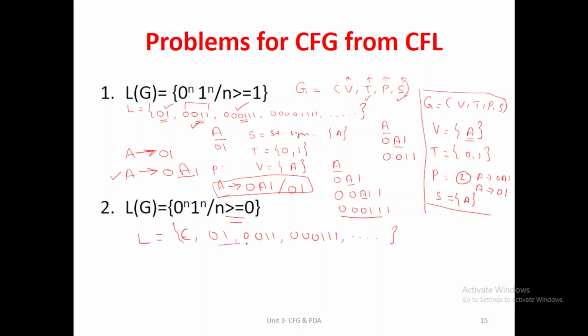So, these are all the set of strings. It is already derived for the productions. So, that is capital A implies 0A1 or capital A implies 01. And how can you produce epsilon? You can write it as A implies epsilon. That's all. So, this is the answer for the second one. Okay.